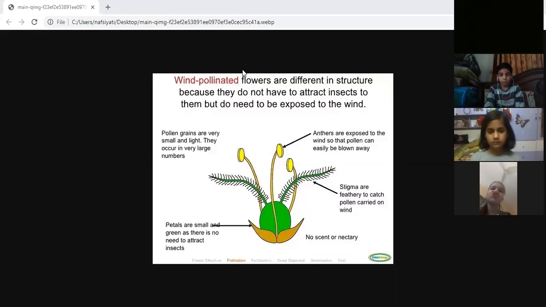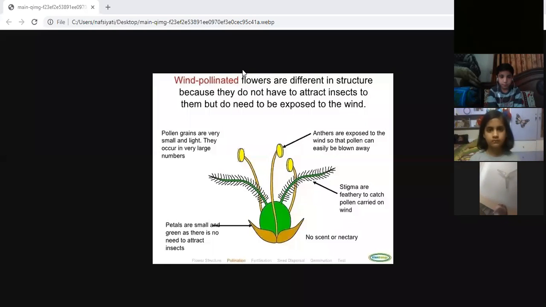Now, third one, anthers are exposed to the wind so that pollen can easily be blown away. As I have explained you earlier, एंथर्स क्यों एक्सपोज हो रहे होते हैं? ताकि जाहिर सी बात है पोलेंस इनके ऊपर एक जगह से दूसरी जगह बहुत इजीली आ जाएं. And if you can see, they have put an arrow onto the anthers very clearly ताकि आपको पता चल जाए that what actually anthers of these flowers are.